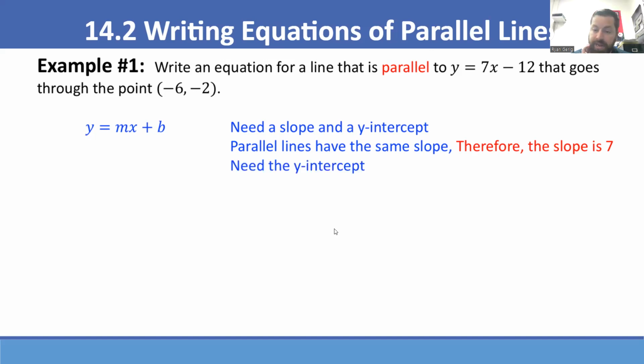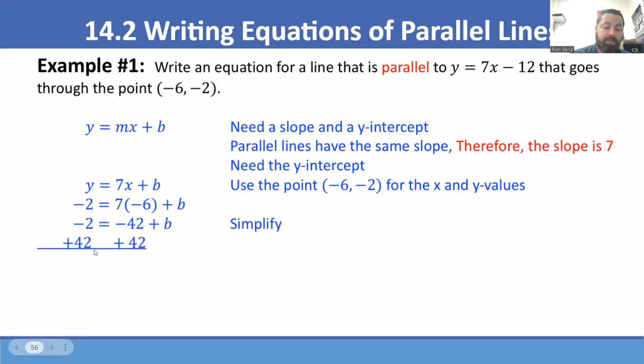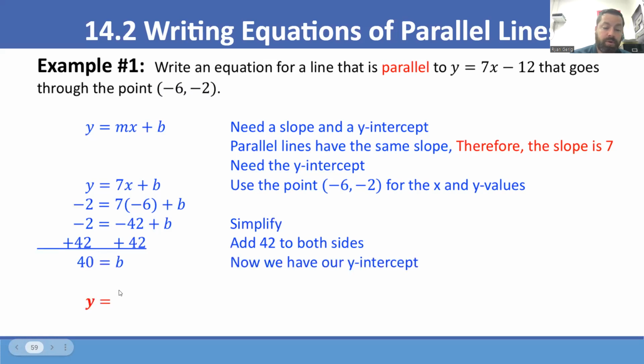This goes back to what we did in the review problem. y equals 7x plus b. I'm going to take the point that I have and put -2 in for y. 7 is the slope. x is -6. And b is the unknown. So -2 equals -42 plus b. Add 42 to both sides. I get 40 for b. Write the equation: y equals 7x plus 40.